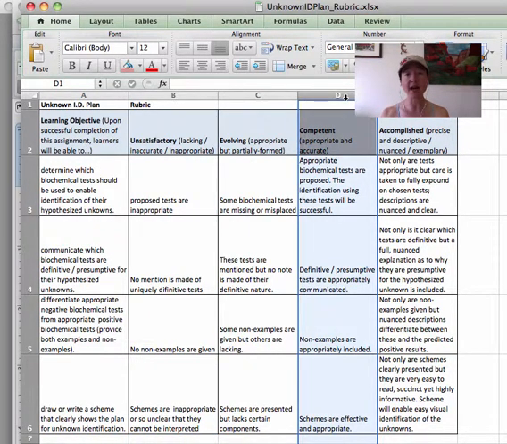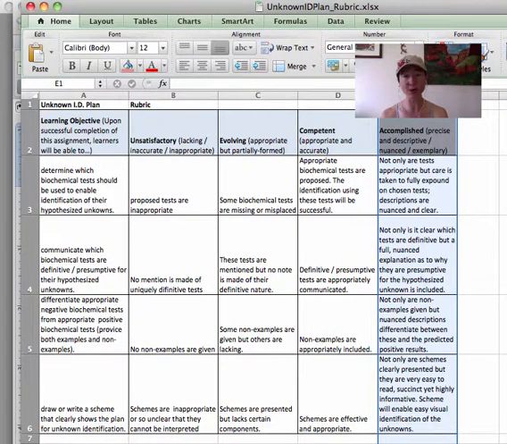Competent means that it is there. Competent is a score that we're looking for. That's what we want our students to be able to accomplish, is a competent score. It's appropriate and it's accurate. But some students will give you accomplished work. That is to say that it goes a step beyond and above what they're required to do for the assignment, right?